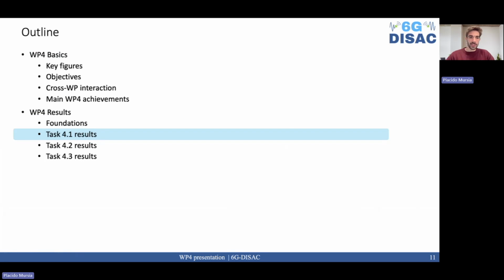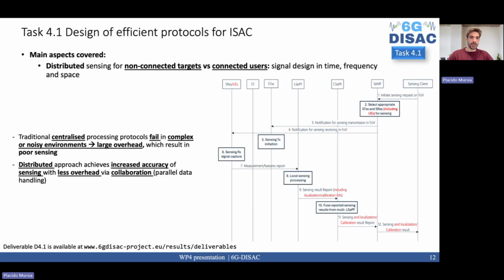Having given the foundations of Work Package 4, we can now move to the specific results of each of the three tasks. The first task, as a reminder, is on the design of efficient protocols for ISAC. One of the main aspects covered here is distributed sensing for non-connected targets versus connected users. And this includes the signal design in time, frequency, and space. As you can see on the right-hand side, we detail the message exchange between distributed entities.